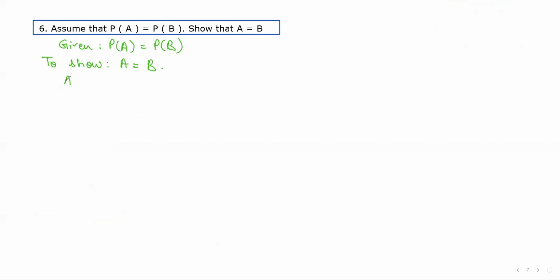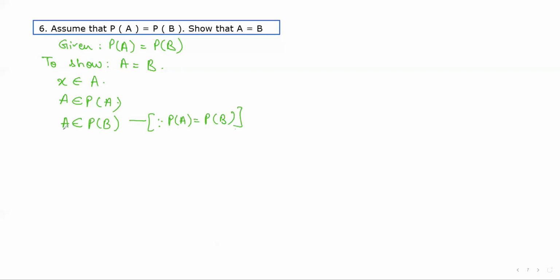Let us consider an element in A. X belongs to A. Now X belongs to A and we know that power set of A will definitely contain A. Any set will be a subset of itself and power set is a set of subsets of a particular set. So A is a subset of itself. Therefore, A is an element of power set of A. But we know that power set of A is equal to power set of B. So we say that A belongs to power set of B, since power set of A is equal to power set of B.